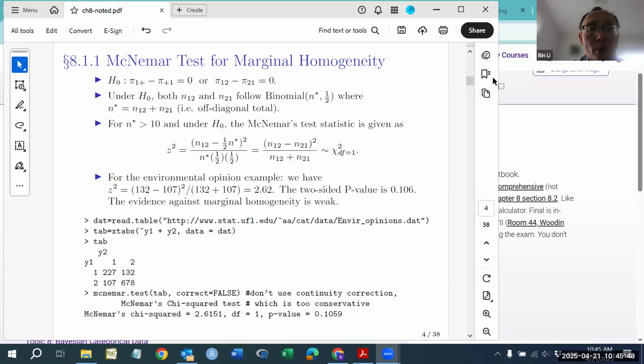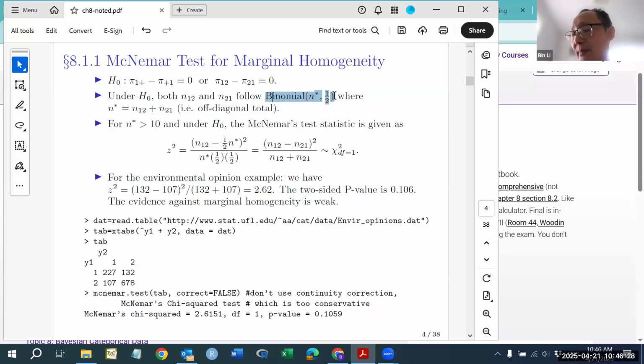Okay, so the null hypothesis is pi 1 plus minus pi plus 1 equals 0, which is equivalent to this. Then under the null hypothesis, they are the same, right? So these two are the same. So then we can just use N12 and N21. That's the frequency for switching from yes to no and no to yes in these two off-diagonal cells, which follows a binomial with N star and a half.